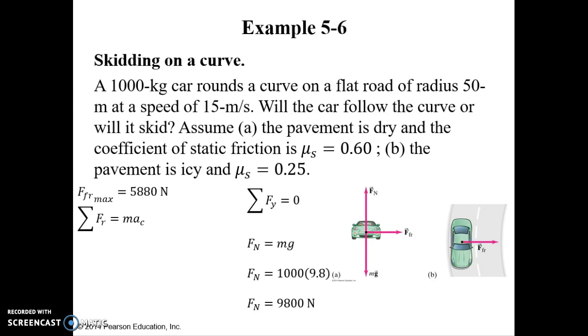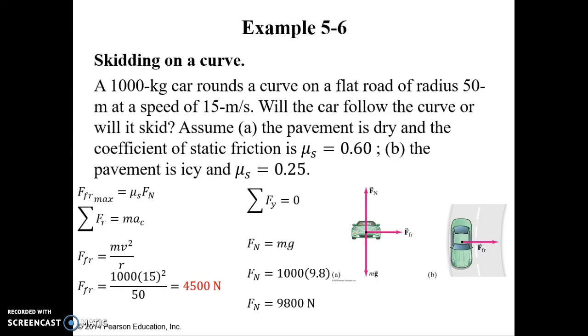So let's see if our friction pointing radially inward will be less than 5,880 newtons. If so, our car will not slide. We start with sum of the forces in the radial direction equals m a c. Our only force radially is friction pointing inward. Substitute the equation for centripetal acceleration. Plug and chug, and we get 4,500 newtons. Will our car slide? No, because the value is less than the maximum breaking point for static friction.